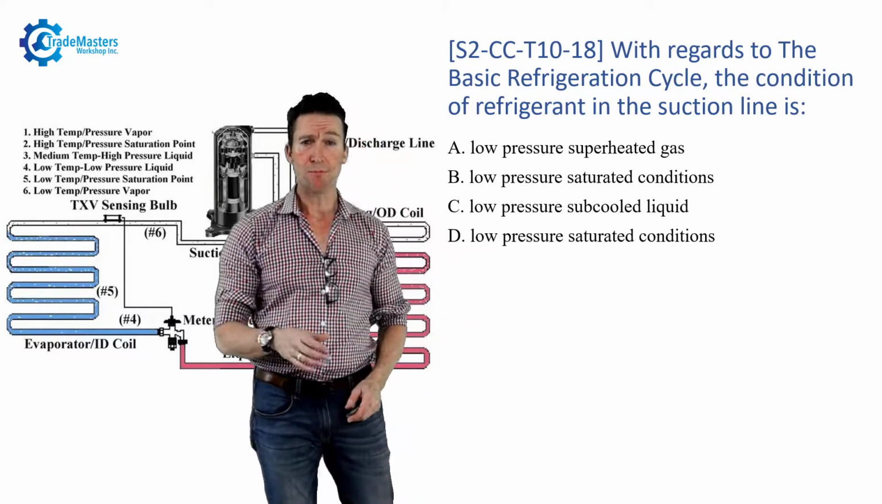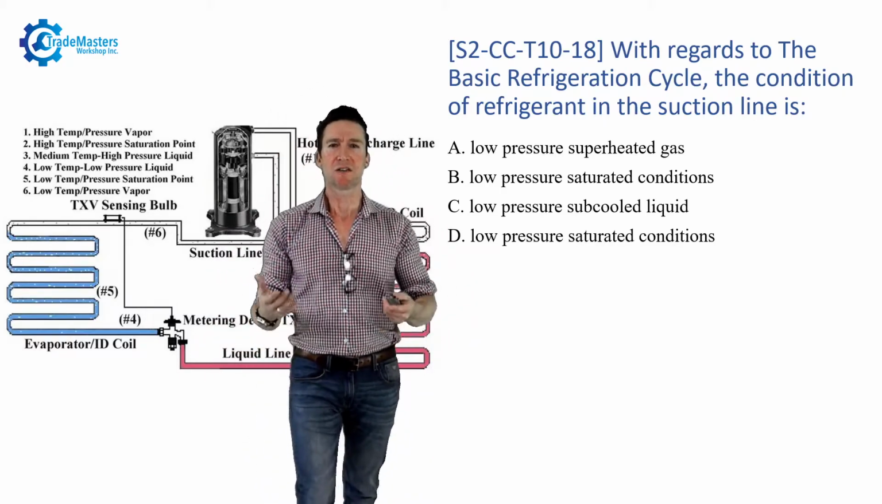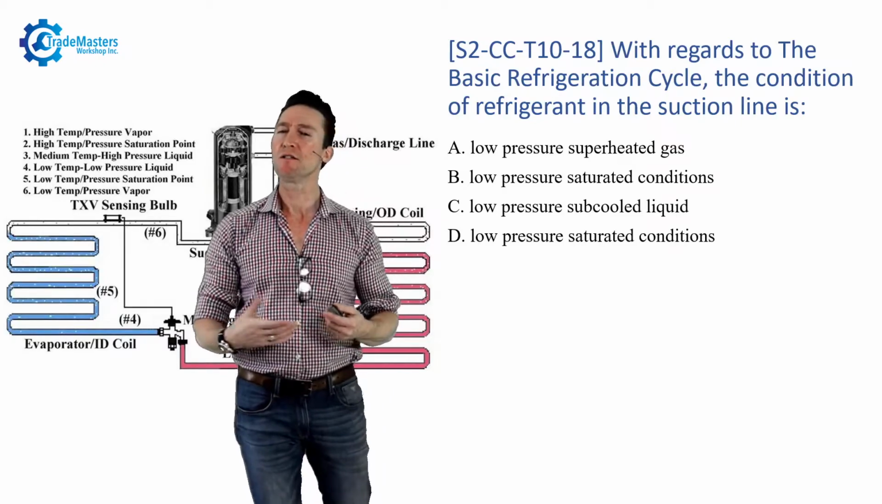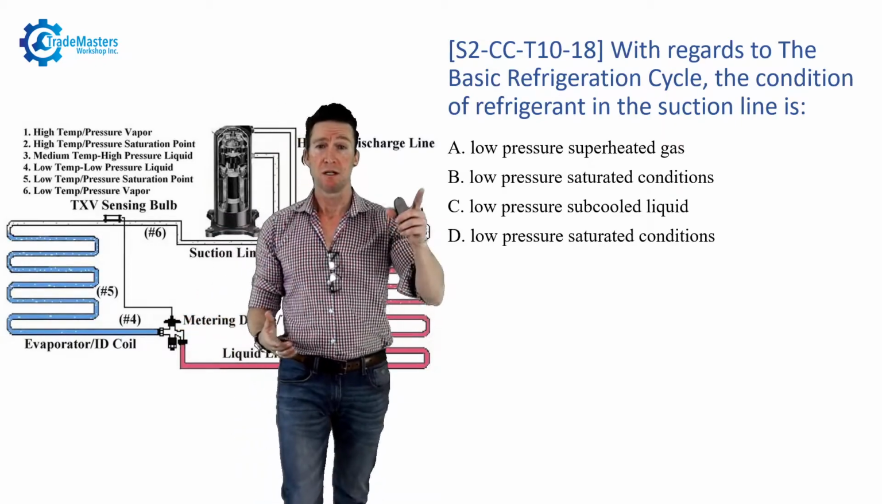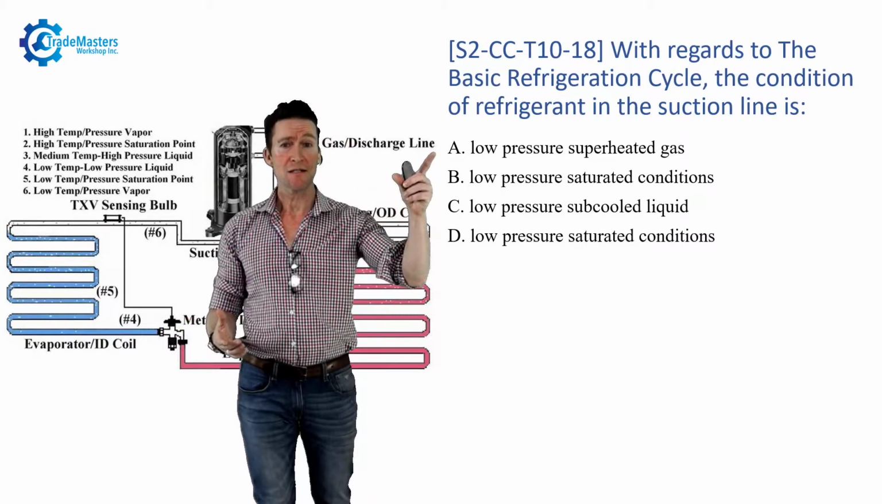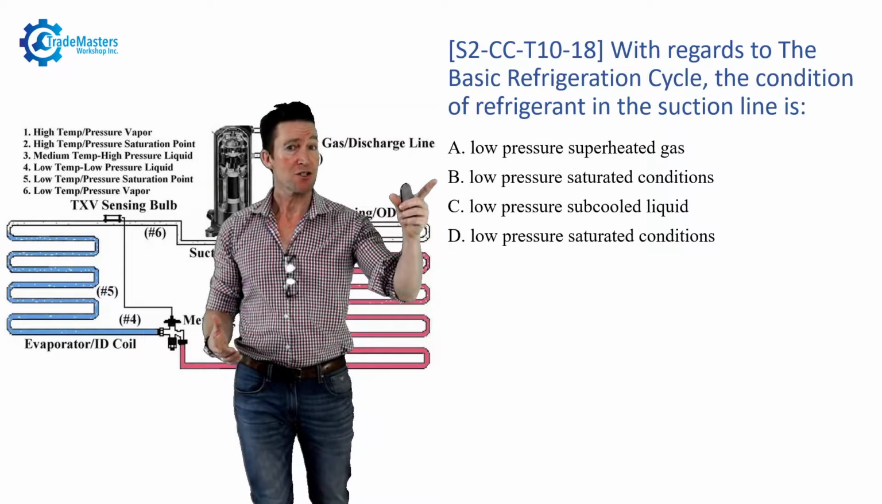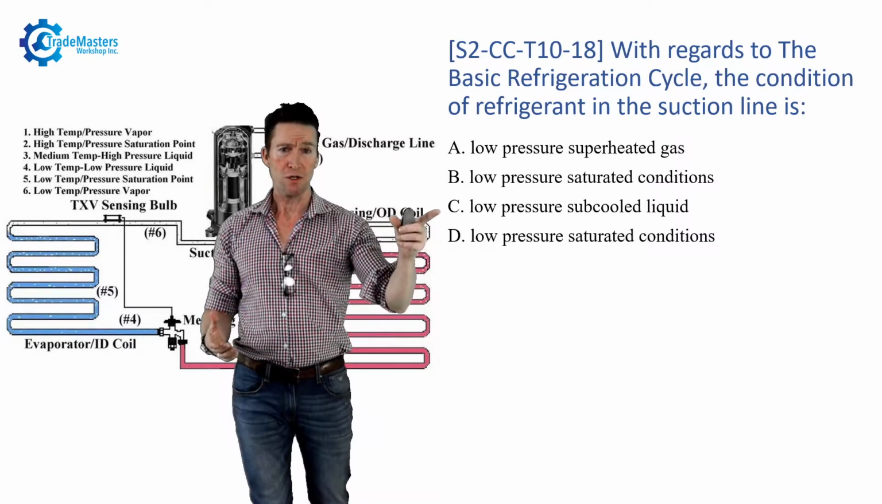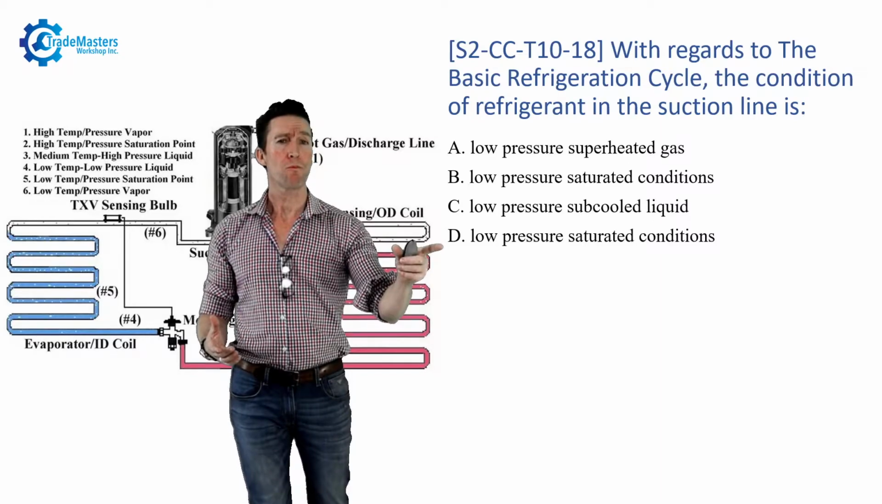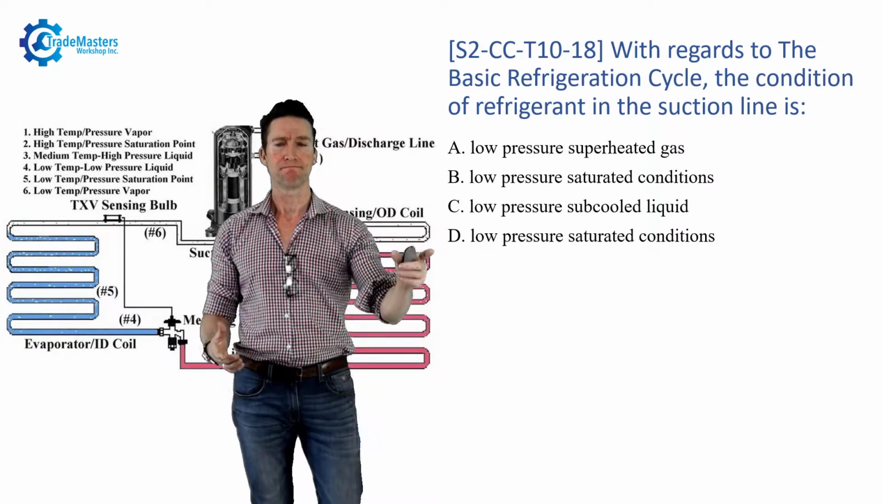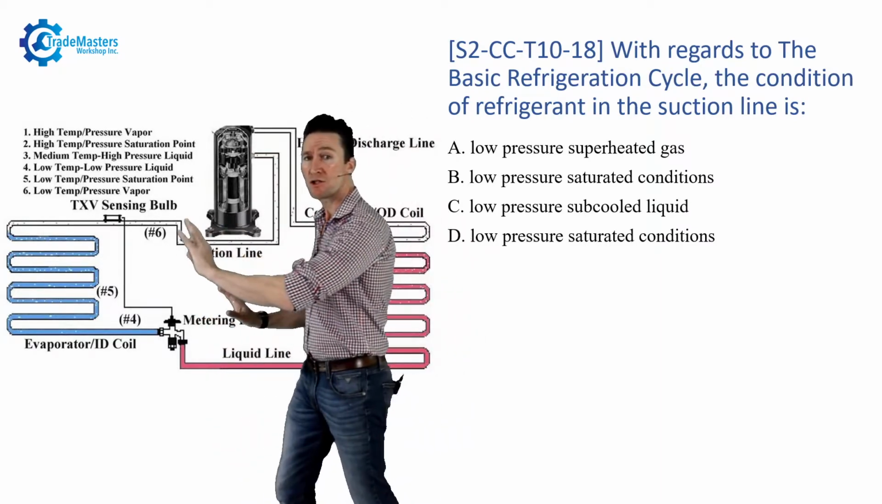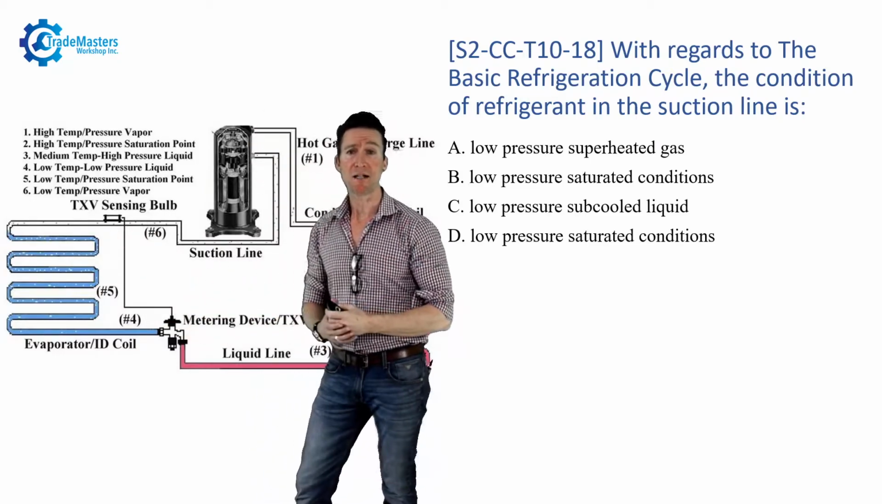With regards to the basic refrigeration cycle, the condition of refrigerant in the suction line should be what? Should it be a low pressure superheated gas, a low pressure saturated gas, low pressure subcooled liquid, or a low pressure saturated condition? Well, the evaporator, shown here, is on the low side of the system.